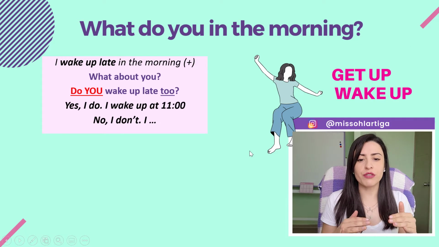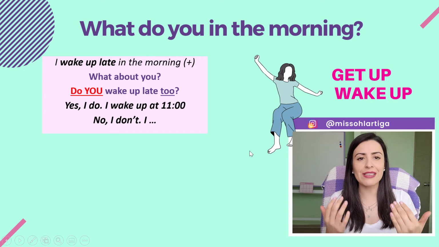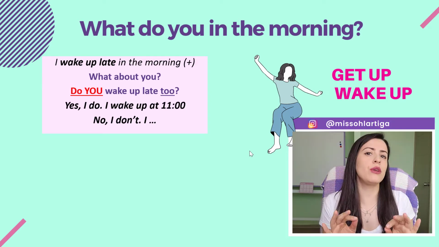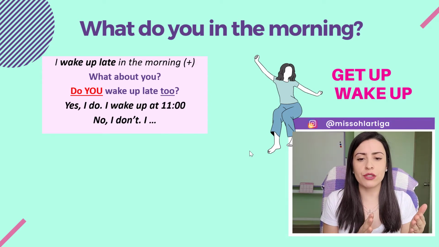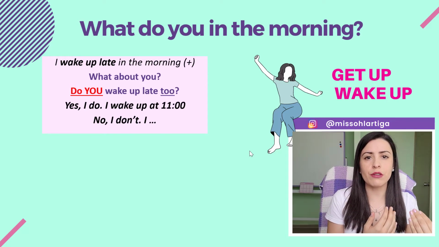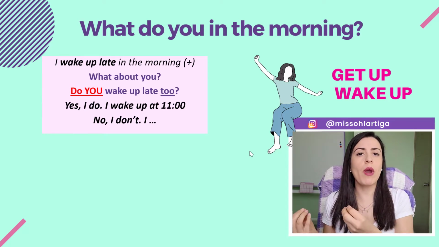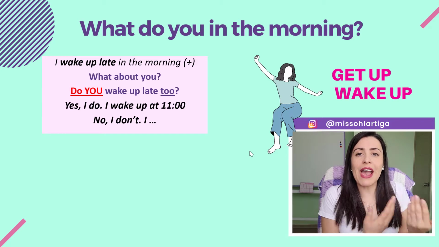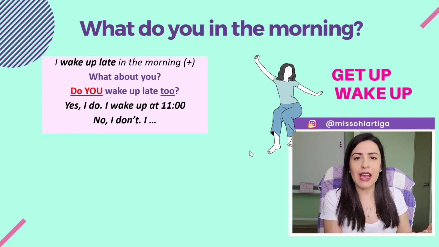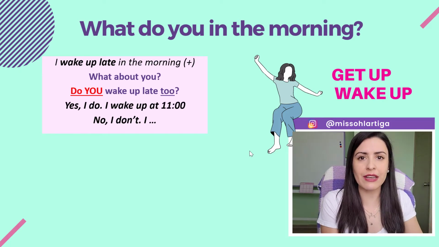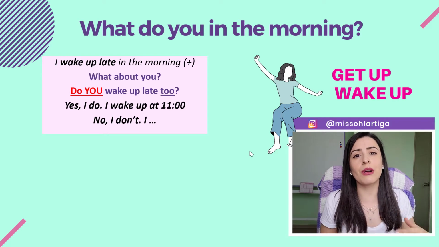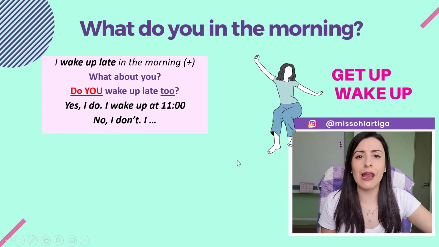Those are some options. So if you want, you can add a little bit more information as the time at which you do an action. For example, I want to say I wake up at 11. So I'm not just saying that I wake up late, I'm adding more information. In this case, I'm saying that I do this action at an exact time, okay? Entonces agrega más información. En este caso estamos agregando la información de la hora.